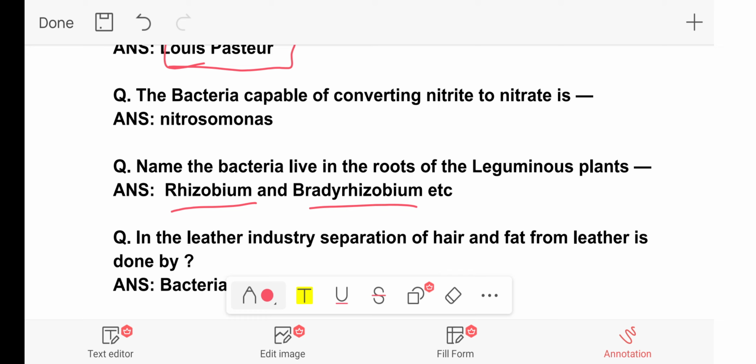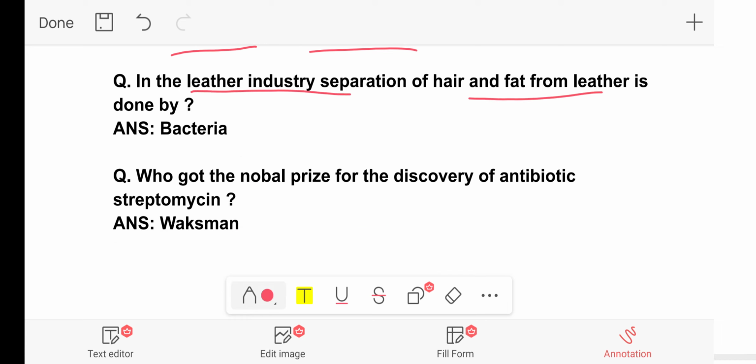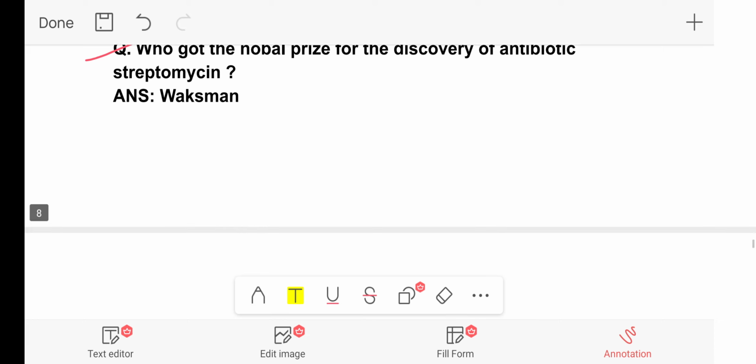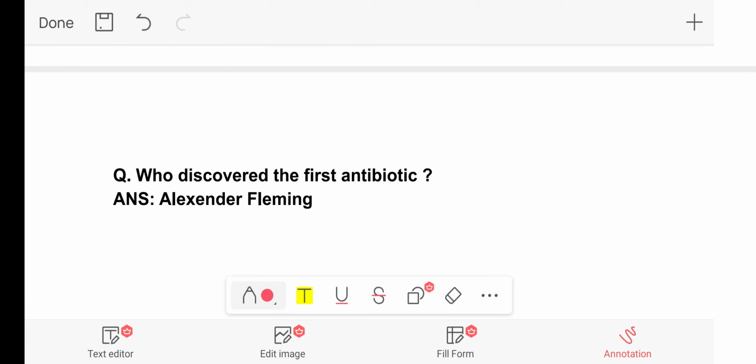In the leather industry, separation of hair and fat from leather is done by, answer, bacteria. Next, who got the Nobel Prize for the discovery of the antibiotic streptomycin? Answer, Waksman. Next, and the last question, who discovered the first antibiotic? The answer is Alexander Fleming.